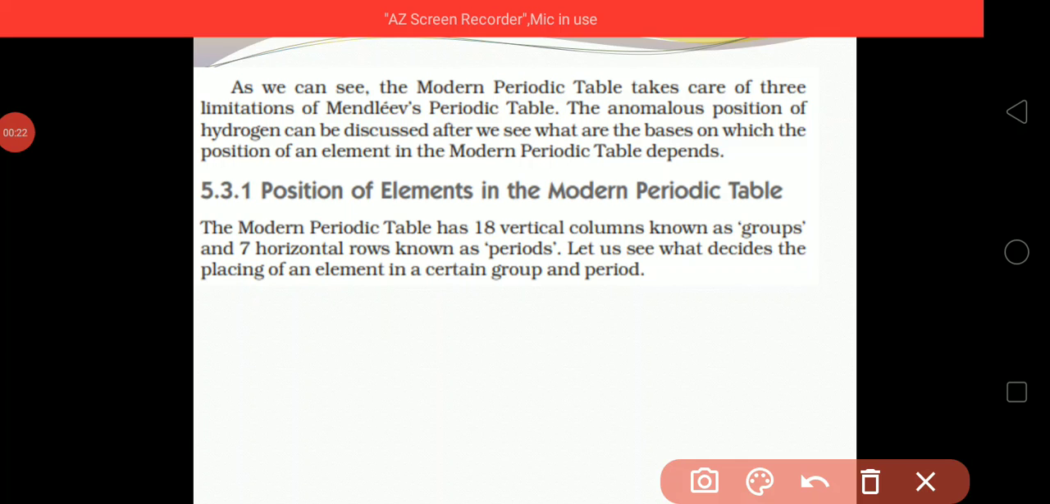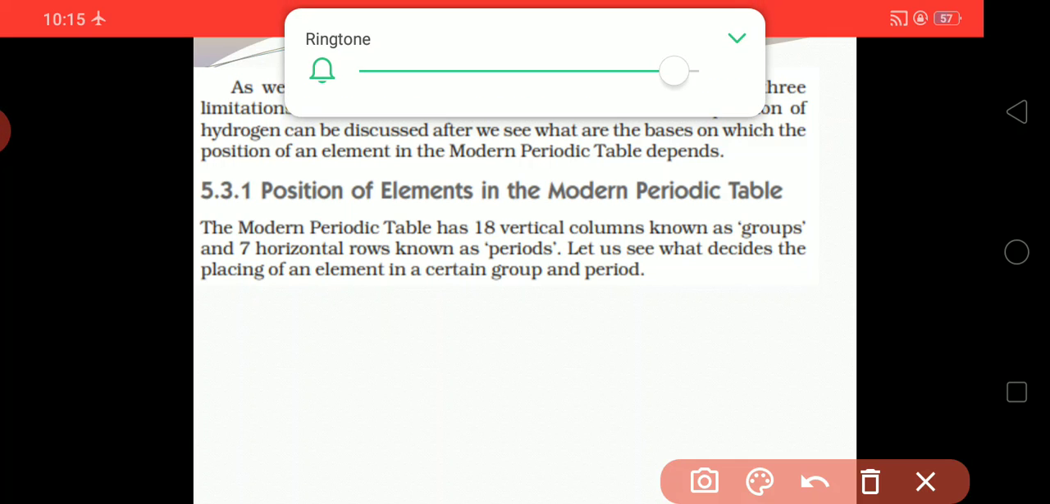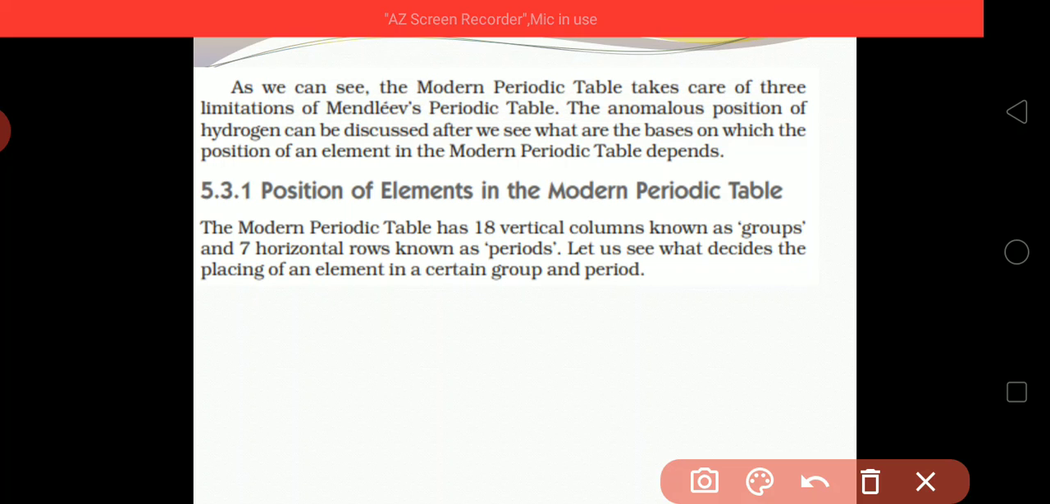As we can see, the modern periodic table takes care of three limitations of Mendeleev's periodic table. The anomalous position of hydrogen can be discussed after we see on what bases the position of an element in the modern periodic table depends.